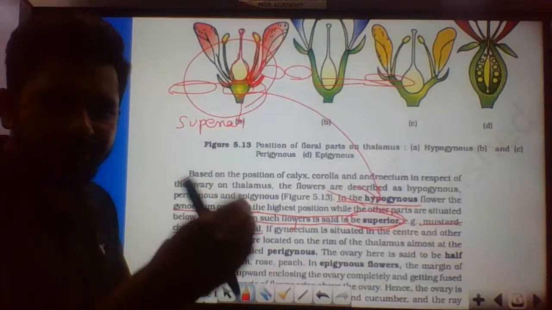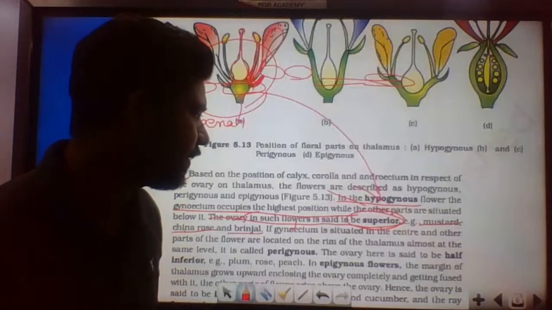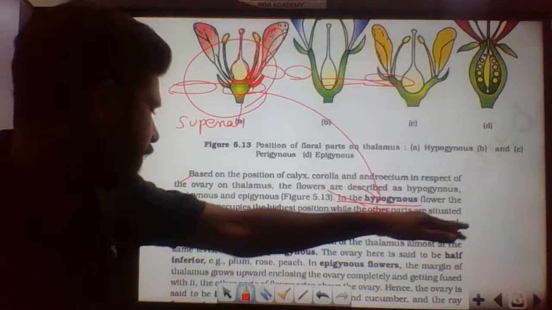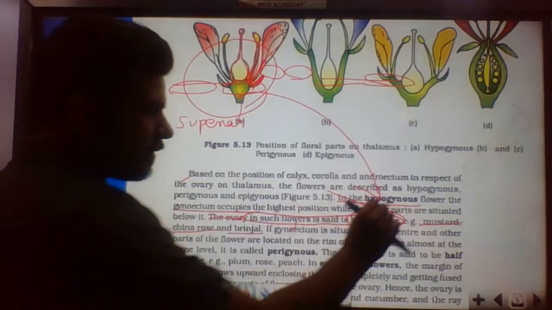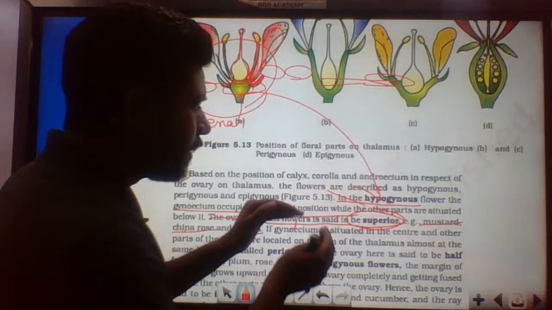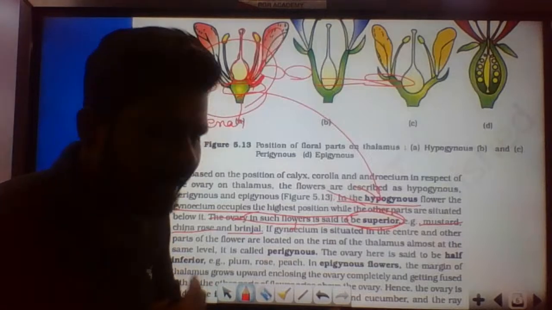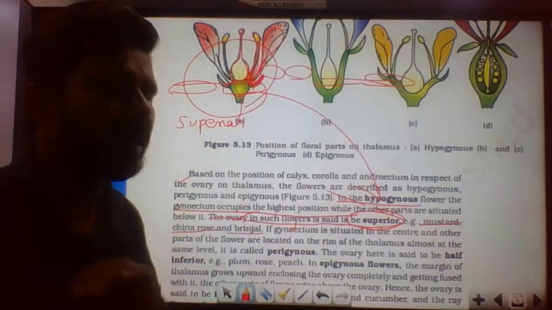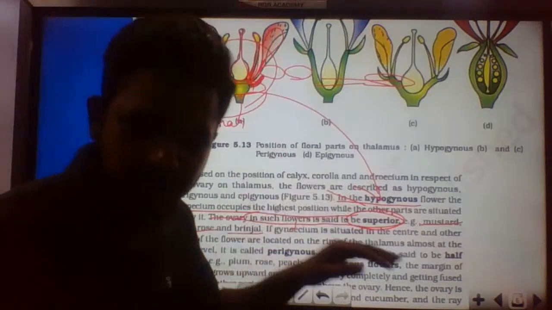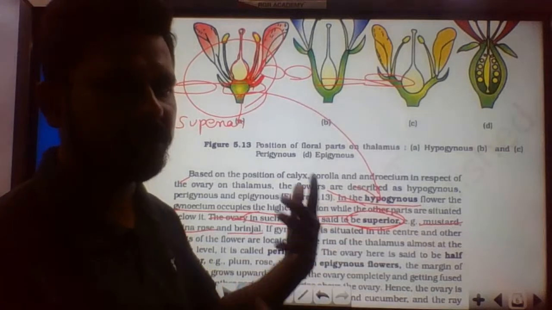Sometimes we may get a question about the hypogynous flower. So what is the characteristic feature of a hypogynous flower? See, the gynoecium occupies the highest position while other parts are situated below it. If they make the entire sentence the same as seen here, they will ask us to select which of the following flowers has this characteristic feature. The answer is hypogynous. But we have only three types of flowers. So we can expect such statement based questions, match type questions, or traditional example questions.